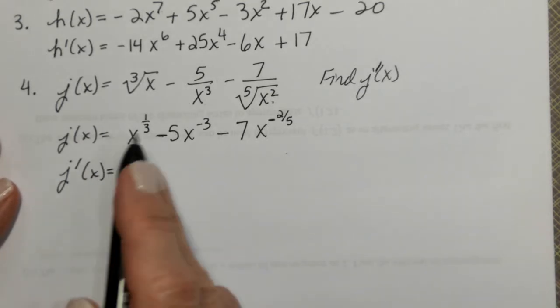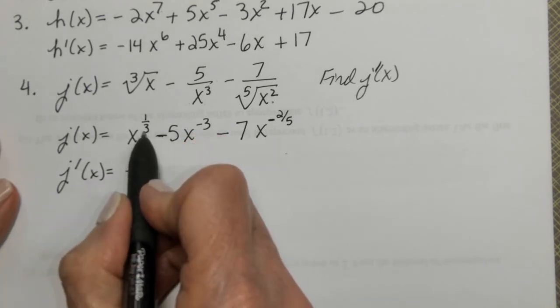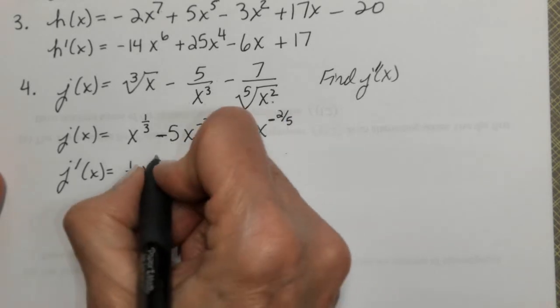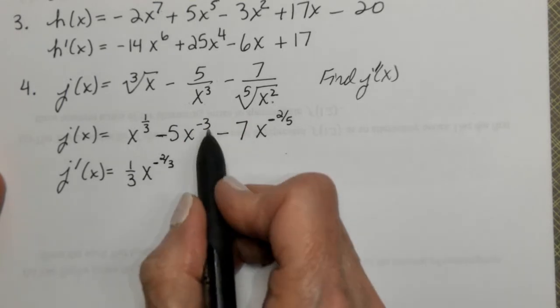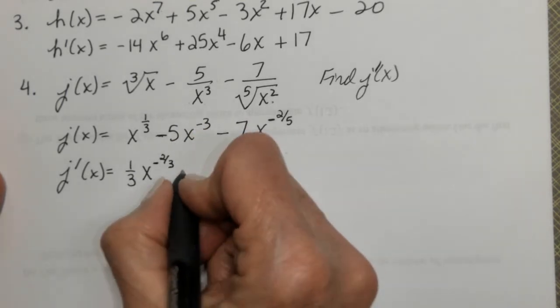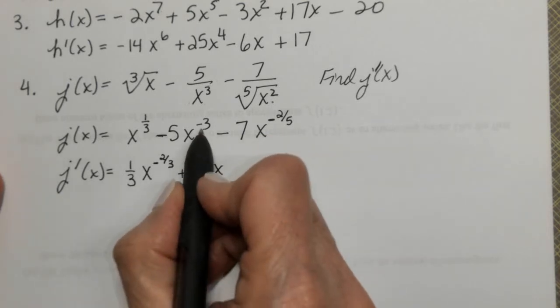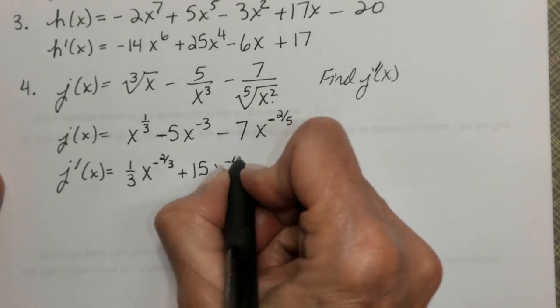Power times any coefficient. Reduce your power by 1. What is 1/3 minus 1? 1/3 minus 1 is a negative 2/3. Power times coefficient. Positive 15, x to the, reduce your power by 1. Negative 3 minus 1 is negative 4.